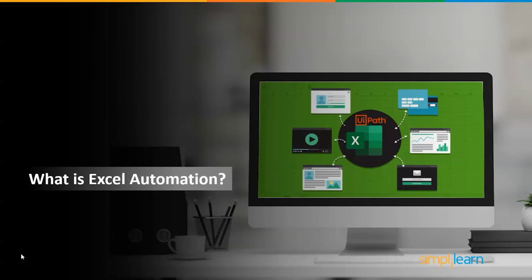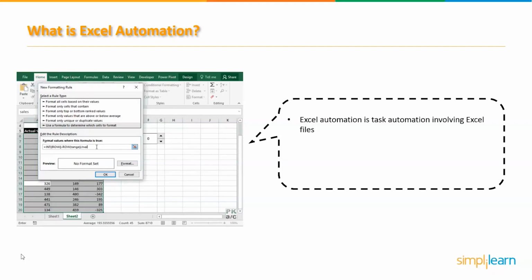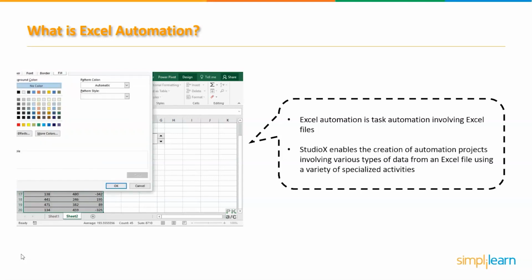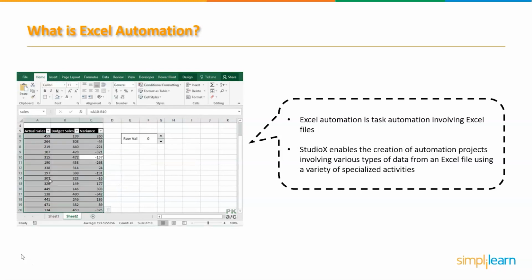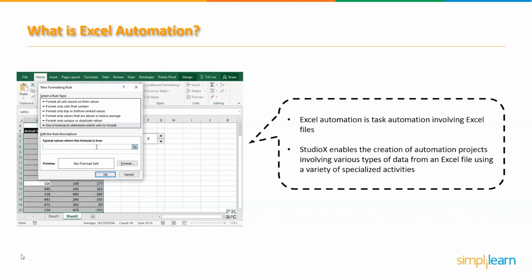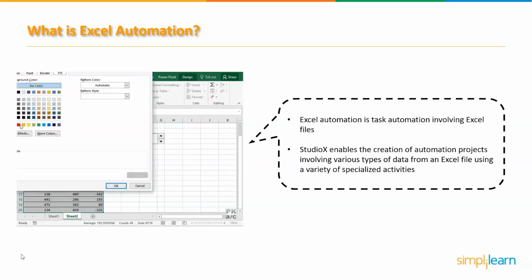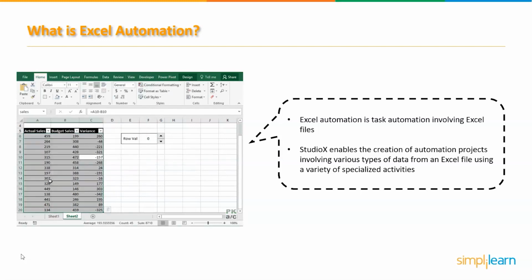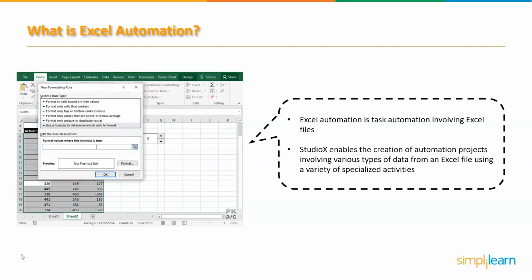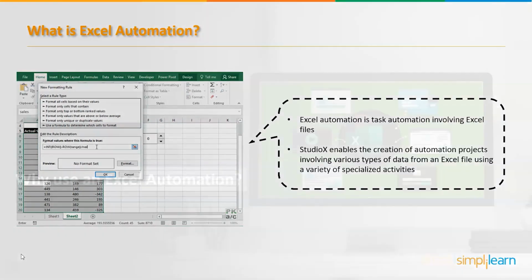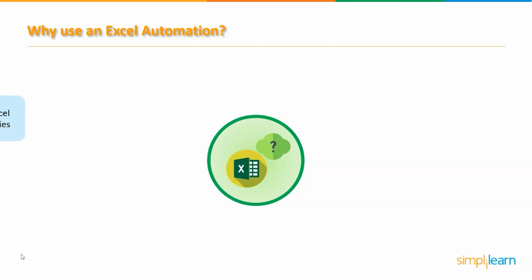What is Excel automation? Excel automation is a task automation involving Excel files. Studio X enables the creation of automation projects involving various types of data from an Excel file using various specialized activities. To create an Excel automation, we must use the Excel file resource when creating a new project that includes Excel. An Excel file must be specified within it so that all of the subsequent actions can access the data contained within that file.